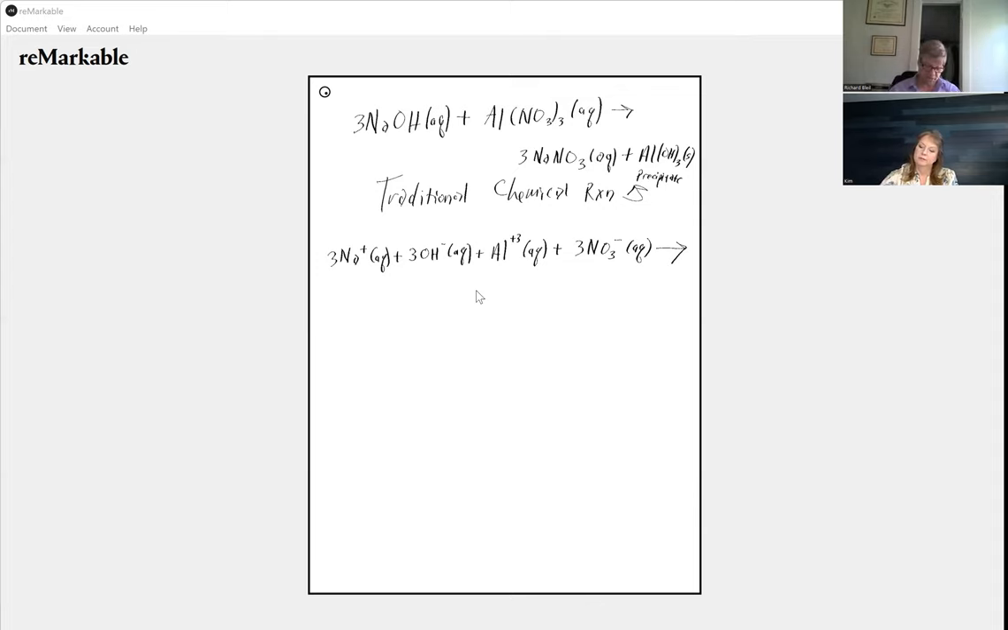So before the reaction, you have sodiums floating around, you have hydroxides floating around, you have aluminiums floating around, and nitrates floating around. On the product side, sodium nitrate, notice, is an aqueous solution. It dissolves. If it's an ionic compound that dissolves, it dissociates. So on the product side, we also have sodium ions and nitrates. And notice this 3 applies to both the sodium and the nitrate.